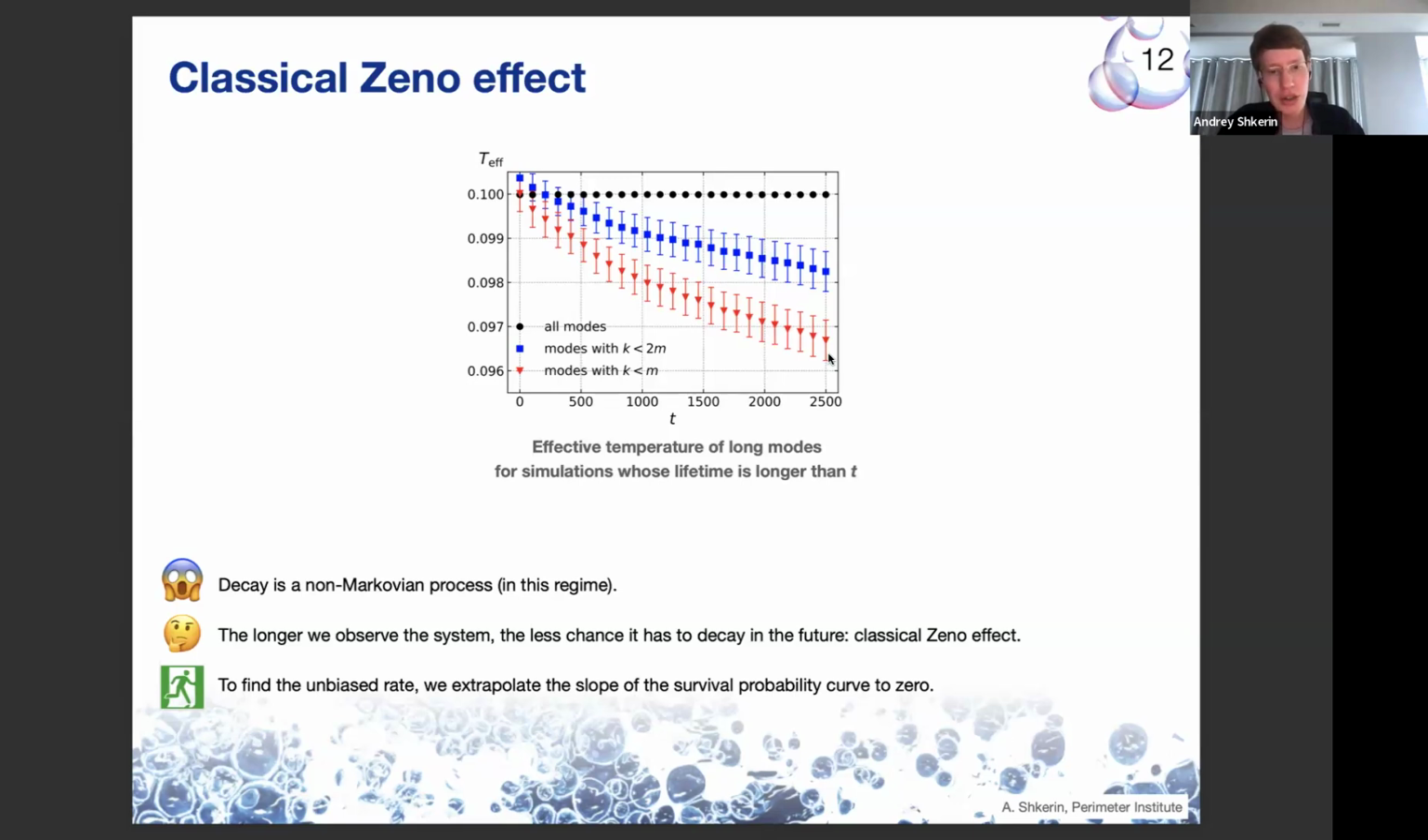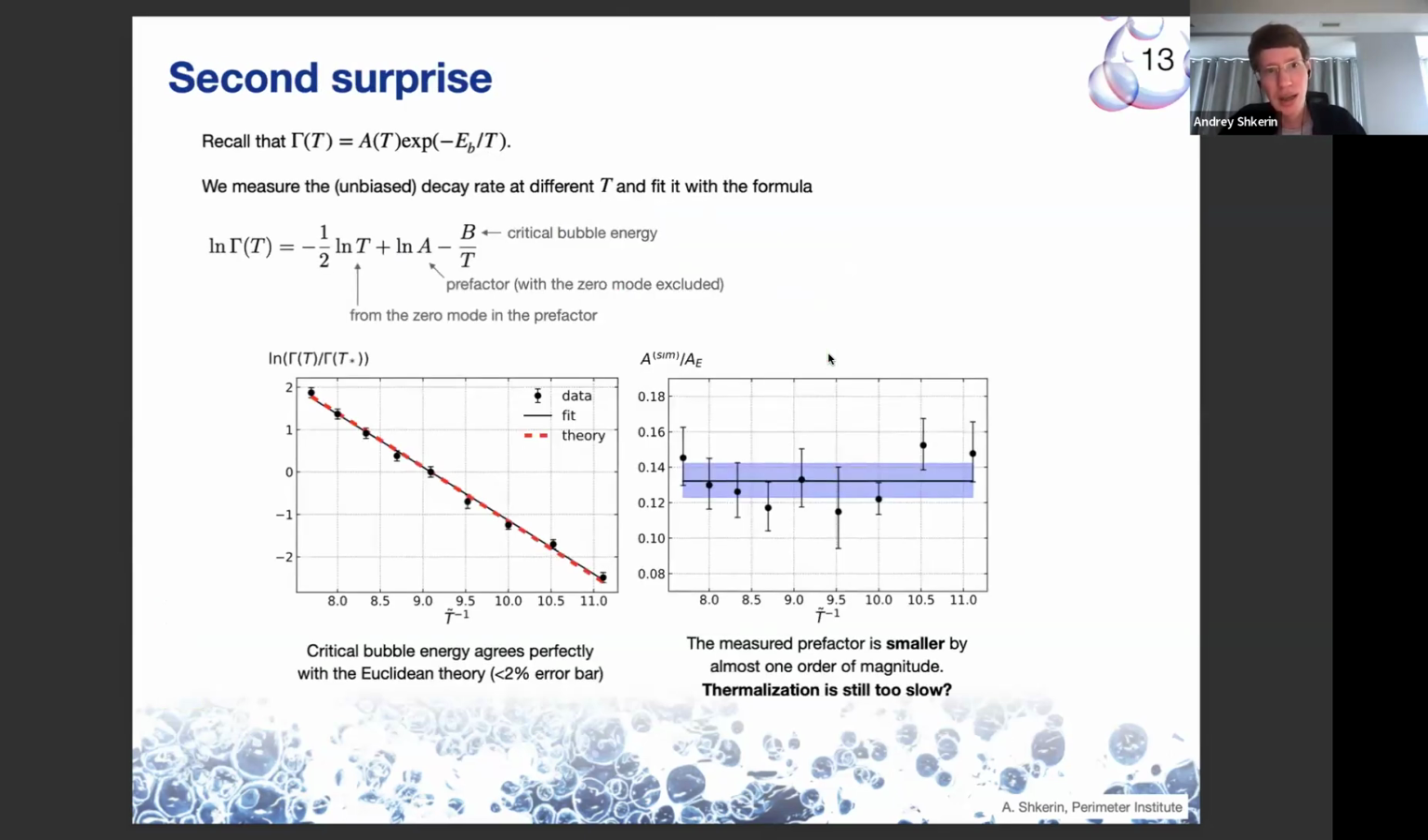So to find this unbiased rate, we do some procedure. We measure the slope of the survival probability as a function of time, and then we extrapolate it to zero time. And this way we recover the decay rate of the original system. And here we have another surprise.